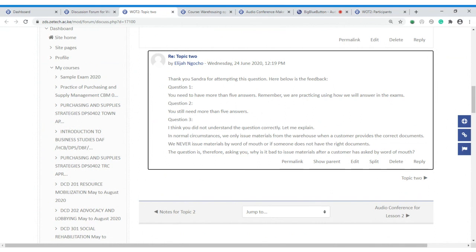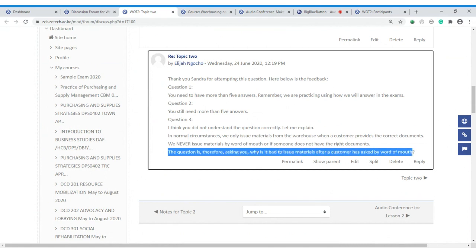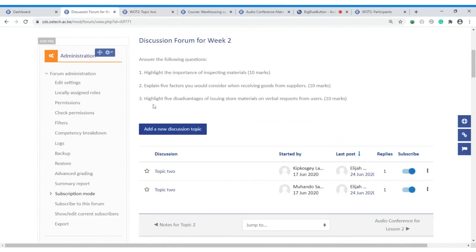So the question is therefore asking you, why is it bad to issue materials after a customer has asked by word of mouth? That is the question. Why is it bad to issue materials when a customer has requested by word of mouth? They don't have a document, they have nothing to show. So let me reread the question now. Highlight 5 disadvantages of issuing store materials on verbal requests from users.